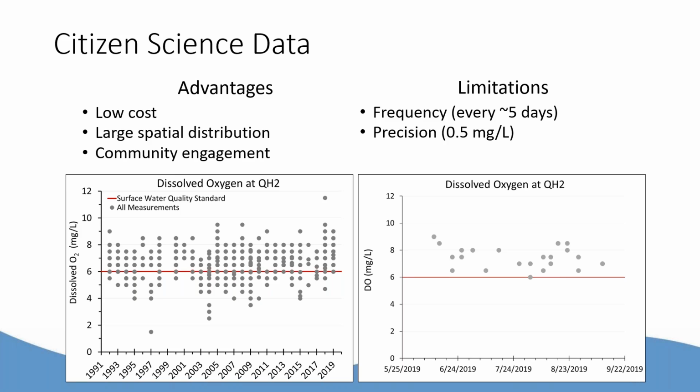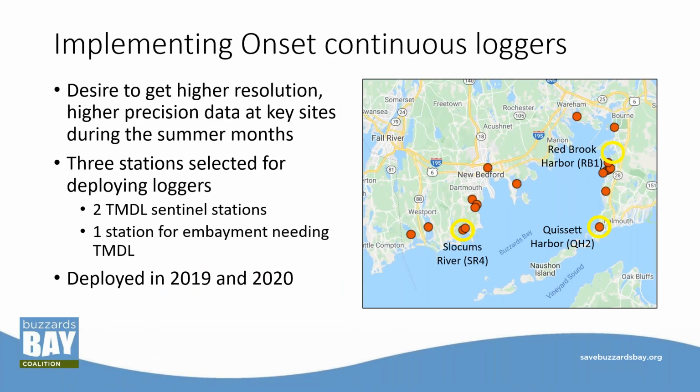And so as the cost of water quality sensors has come down in price, and more and more of the water quality monitoring community has begun using them, we've thought about their potential application to what we do. So instrumenting all the sites that we monitor would be cost prohibitive, and we don't want to lose the community engagement piece of our monitoring because we think that's really important. But there are some advantages to thinking about some higher resolution, higher precision data at some key sites.